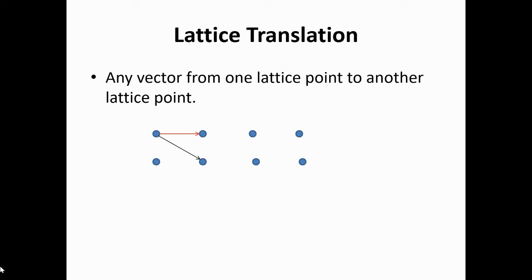Okay, so now we will look at a little bit more detail about lattice. We begin with lattice translation, which can be defined as any vector from one lattice point to another lattice point. Here you can see the red line vector and the black line vector. So these are examples of lattice translations. Of course, a lattice will have many such lattice translations.